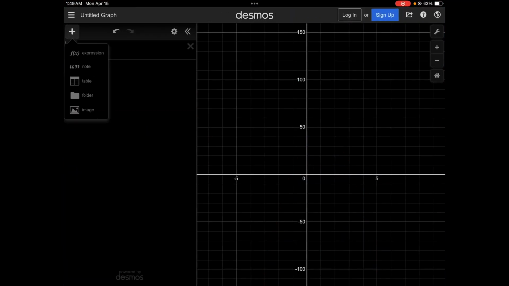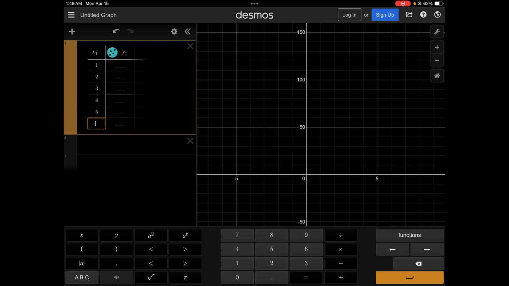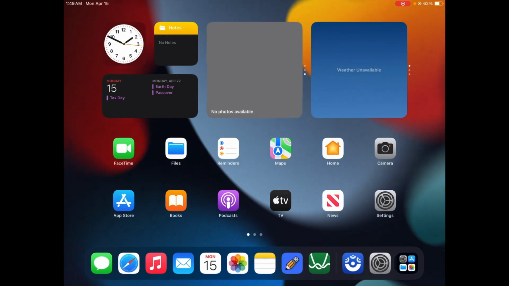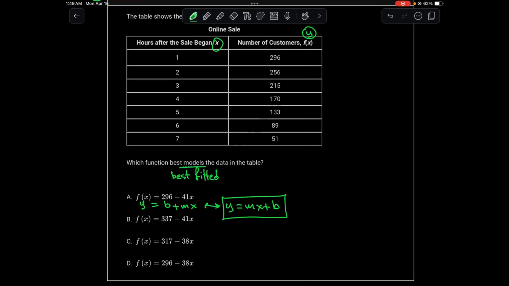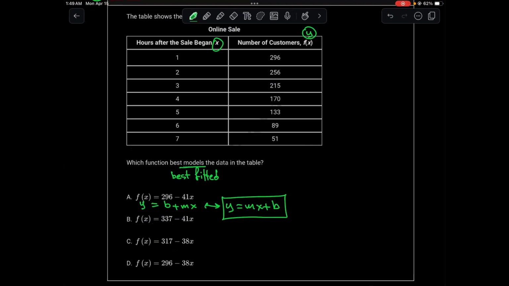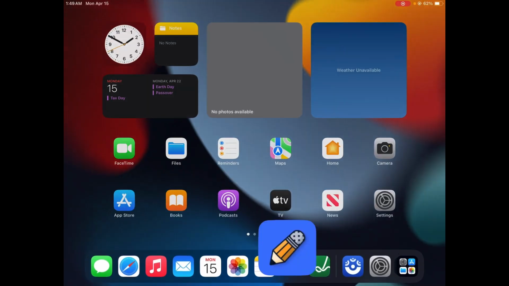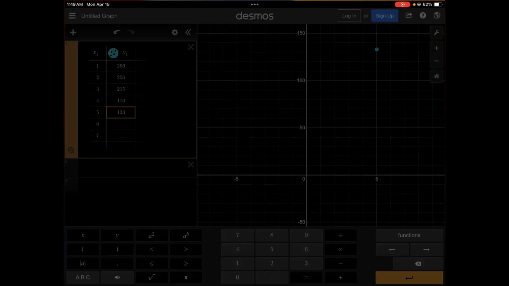We start by putting some data, and I know that it's from 1, 2, 3, 4, 5, 6, 7, and now let's see what we got. 296, 256, 215, 170, 133, two more, 89, 51.